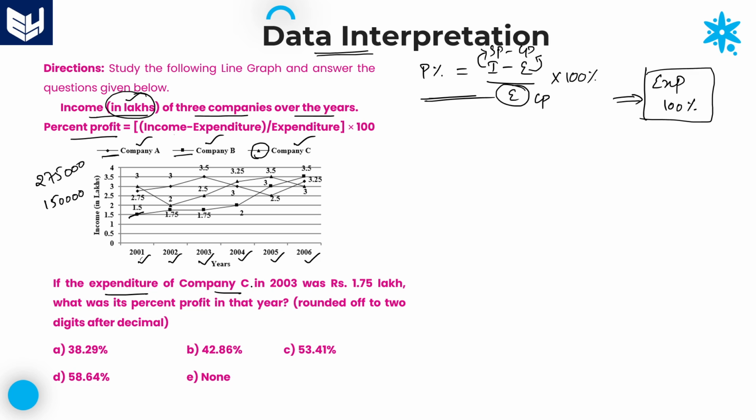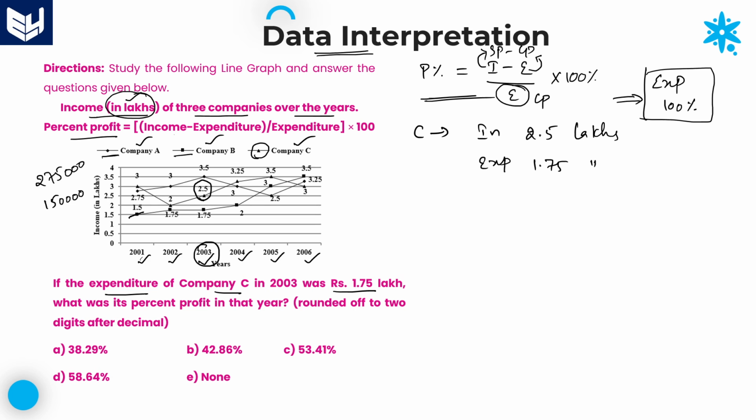Here we are talking about company C in the year 2003, expenditure was 1.75 lakhs. Expenditure in 2003 and company C. Company C is the triangle, and its income value in 2003 is 2.5 lakhs. Whereas coming to the expenditure value, it is given as 1.75 lakhs.